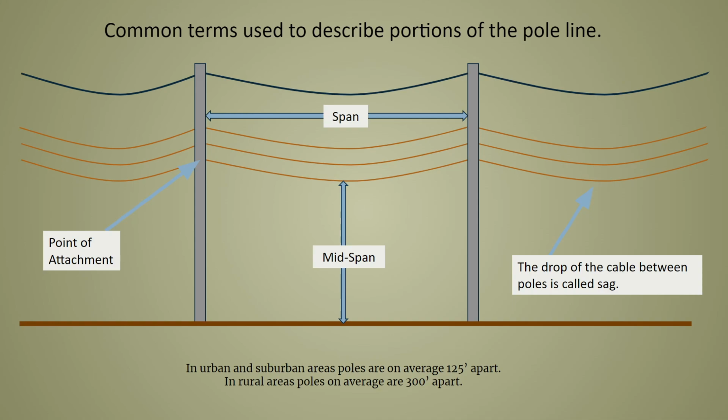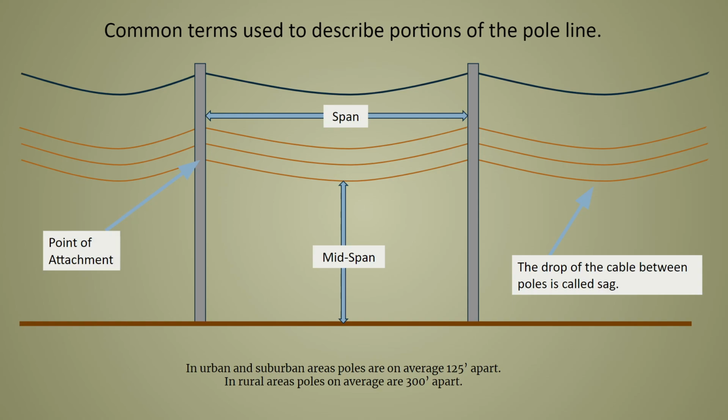Then the term that is most often misused is the midspan. The midspan is the point of the sag that is the lowest to the ground. Most of the time, the midpoint is exactly between two poles. So if you have two poles, the center is the midspan.